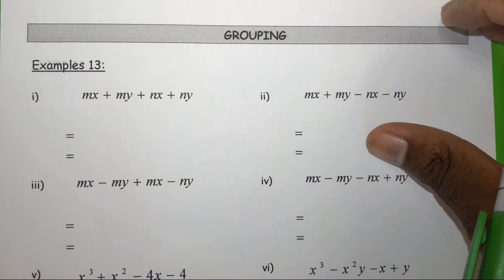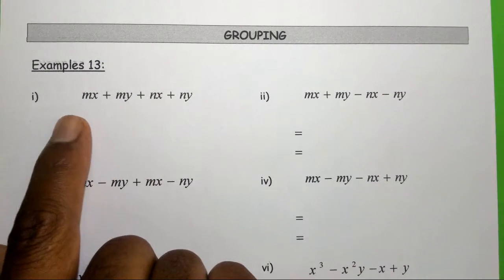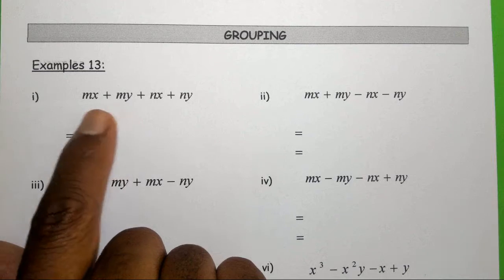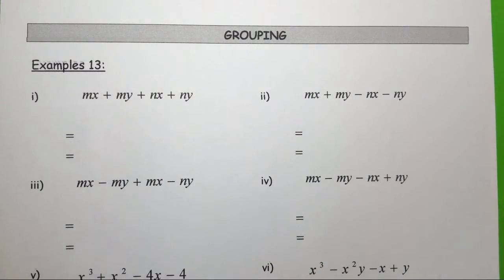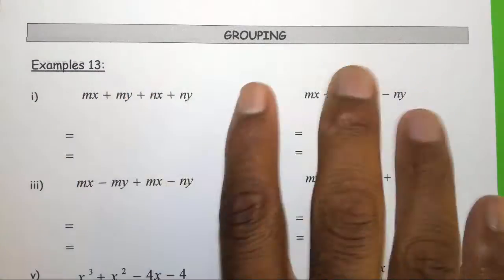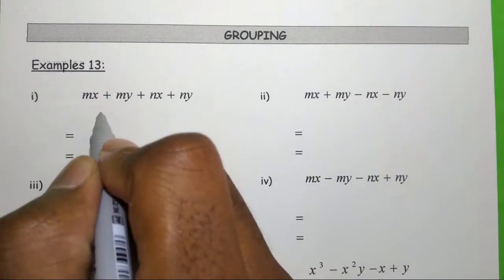Okay, now let's look at examples on grouping. Usually with grouping, you'll have more than 4 terms. In grade 9, usually 4 terms. So what are you trying to achieve here?